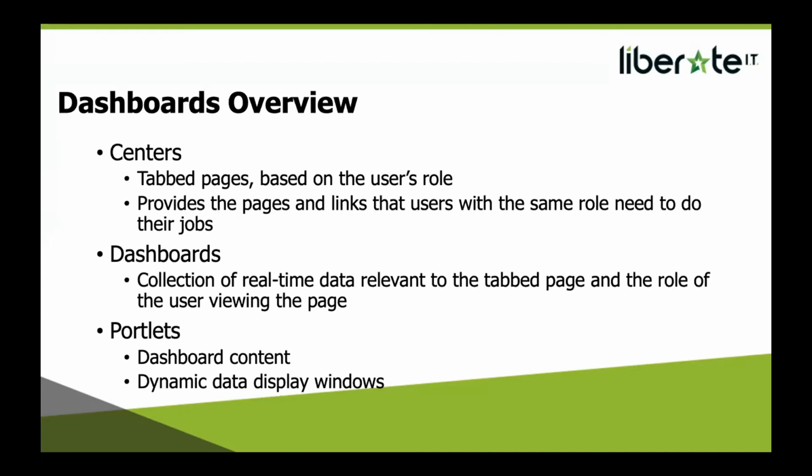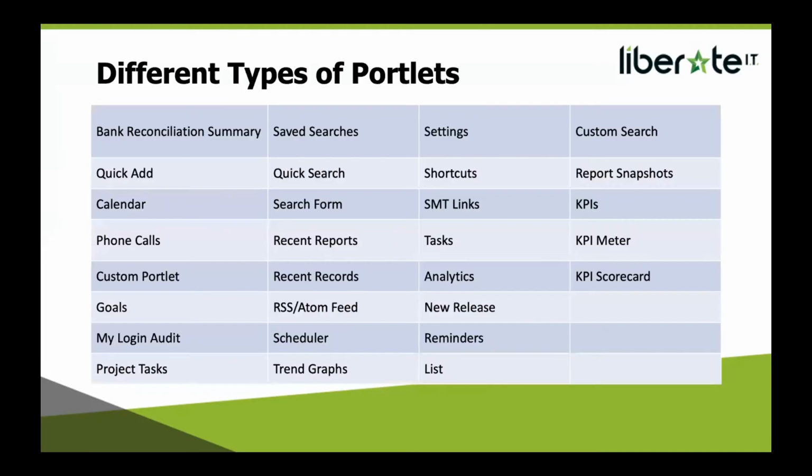In turn, the dashboard content is divided into different boxes, which we call portlets. There are different types of portlets, and these are, to name a few, bank reconciliation summary, which lists bank and credit card accounts and key data for matching and reconciliation. We have the calendar portlet, which displays activities where users can change the view to daily, weekly, monthly, or agenda view. We also have analytics, which shows a workbook chart, pivot table, or table view. We have the custom portlet.